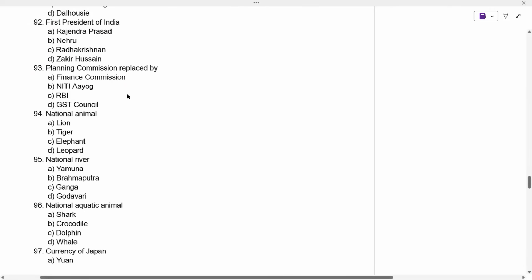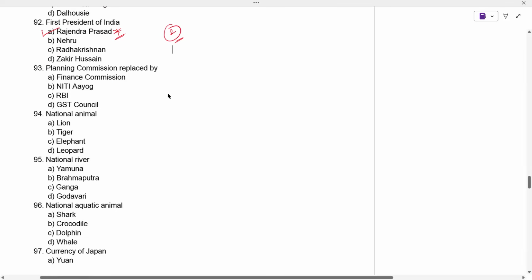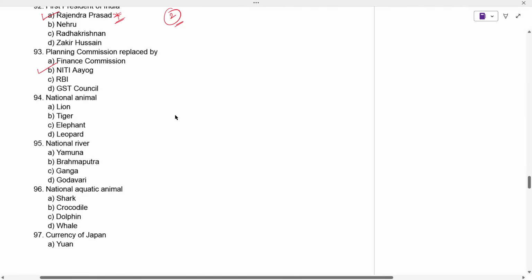But the first President of India, free India, is Dr. Rajendra Prasad. And he was the only President of India who enjoyed two terms. As of now, except Rajendra Prasad, there is no President of India for two terms. Now, Planning Commission replaced by, the answer is Niti Aayog. No more Planning Commission. Now we have simply Niti Aayog.